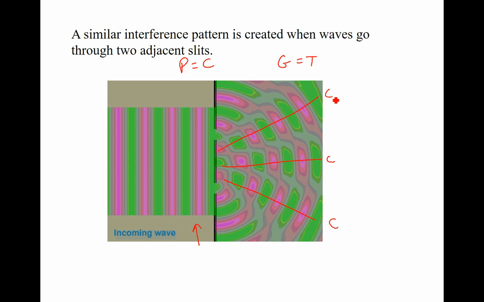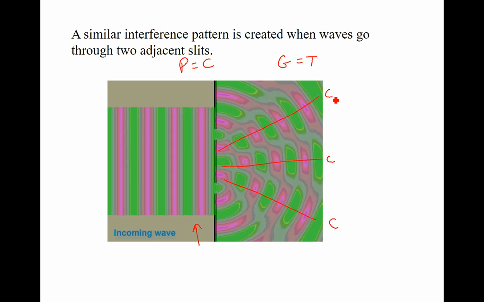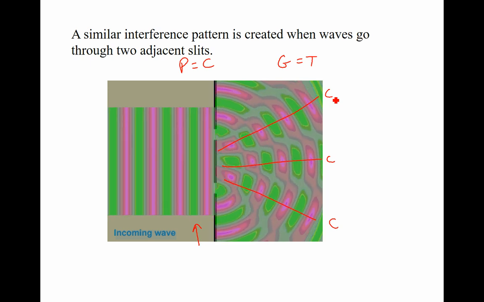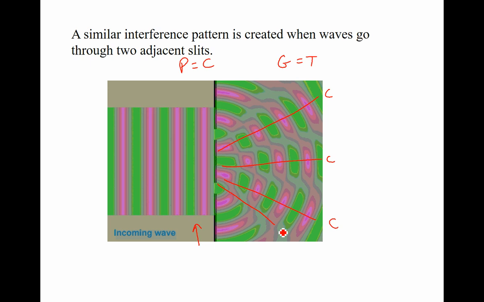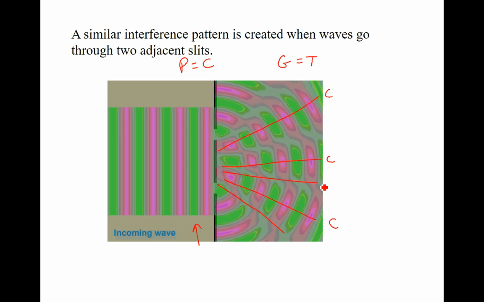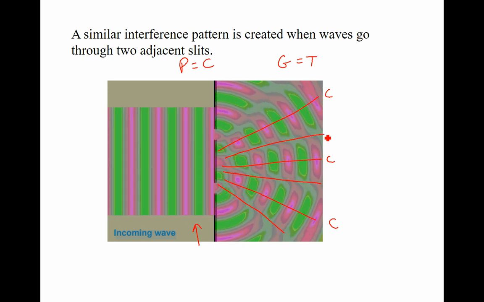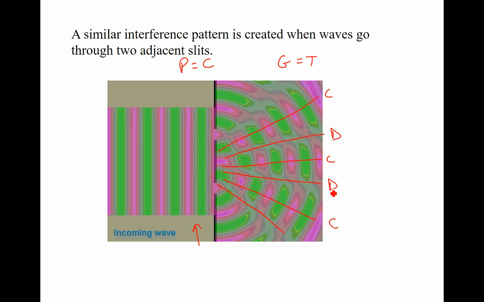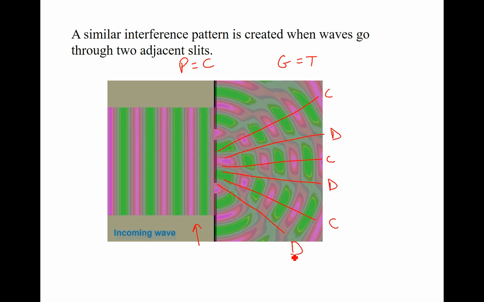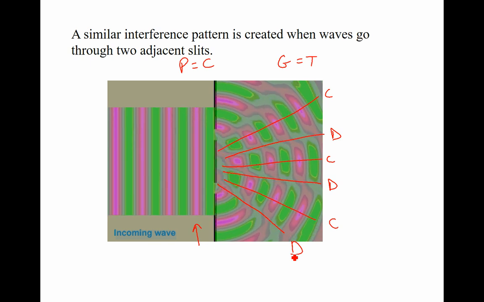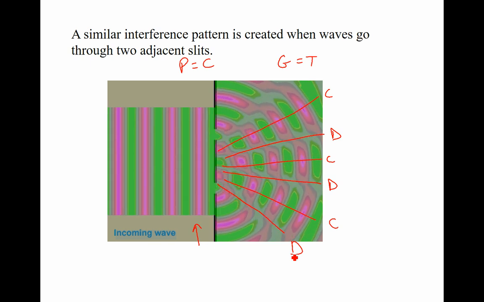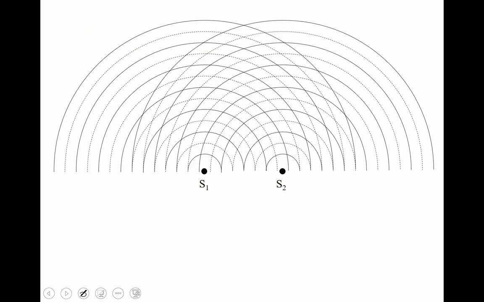If it's sound, it would be loud. If it's light, it would be bright. The other thing that we have is these sort of blurs that aren't really green, aren't really purple, that go there, there, and there. Those are going to be completely destructive interference. If we're talking about destructive interference in terms of sound, it would be quiet. If we're talking about destructive interference in terms of light, it would be dim. So again, this is sort of the pattern that we look at.